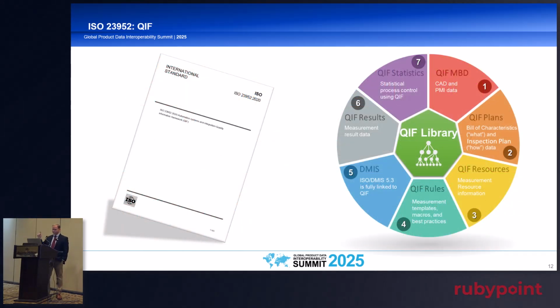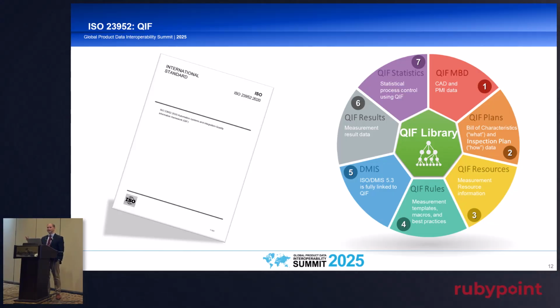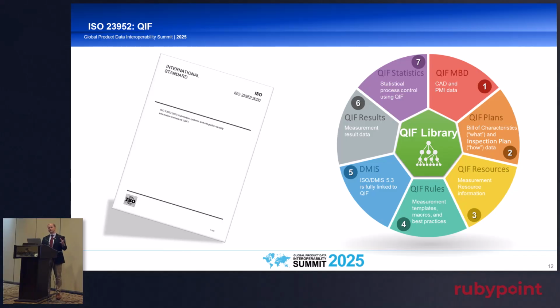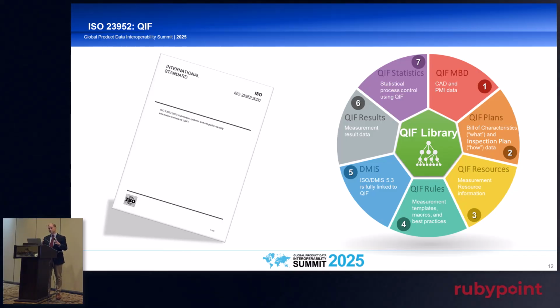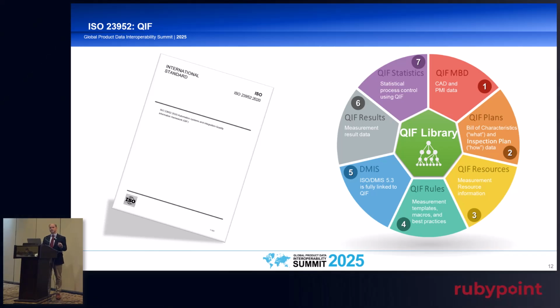Next, another important standard in this area is QIF. QIF builds on top of model-based characteristics. They're very complementary. Model-based characteristics is agnostic of what the delivery vehicle is for the data, whether it's QIF or STEP or native CAD or some proprietary tool. Model-based characteristics is about the idea of characteristics. QIF is a specific way that we can carry data, specifically characteristic data, across different domains.